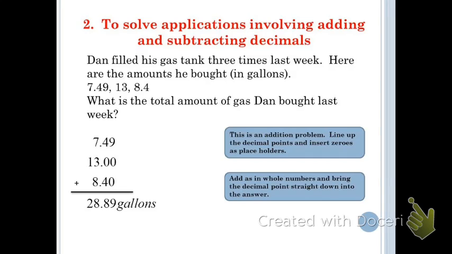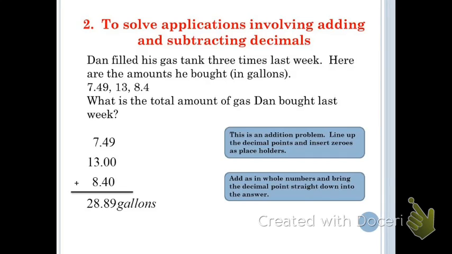Solving applications involving adding and subtracting decimals. Dan filled his gas tank 3 times last week. Here are the amounts he bought in gallons: 7.49, 13, and 8.4. What is the total amount of gas Dan bought last week?